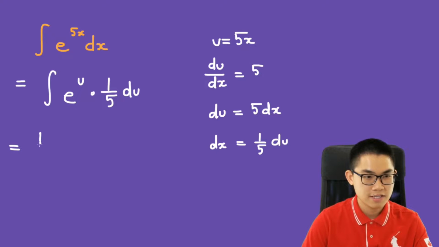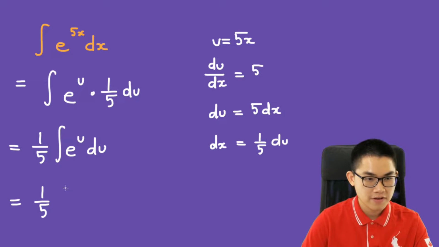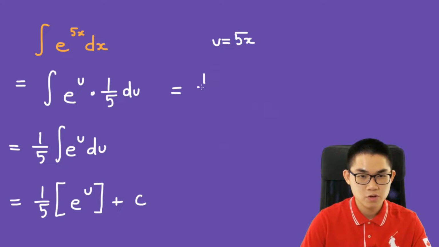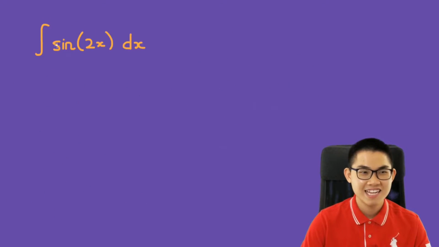We bring the constant out. Then the antiderivative of e to the power of u is itself. And the last step is to put u back. So we get 1 over 5 times e to the power of 5x plus c. The integral of sine 2x dx.